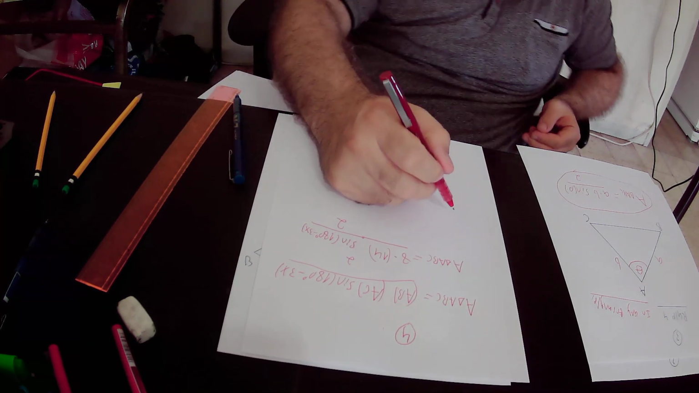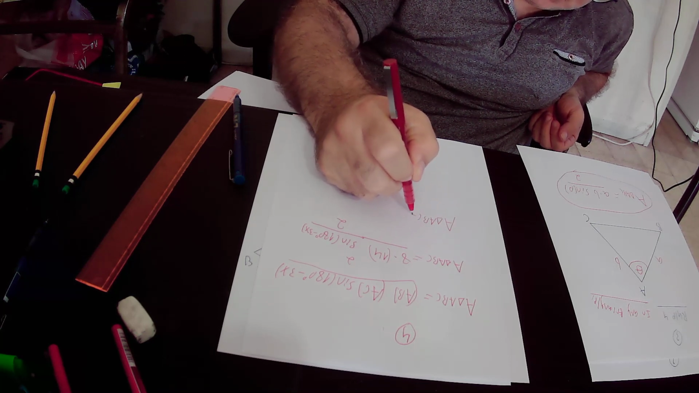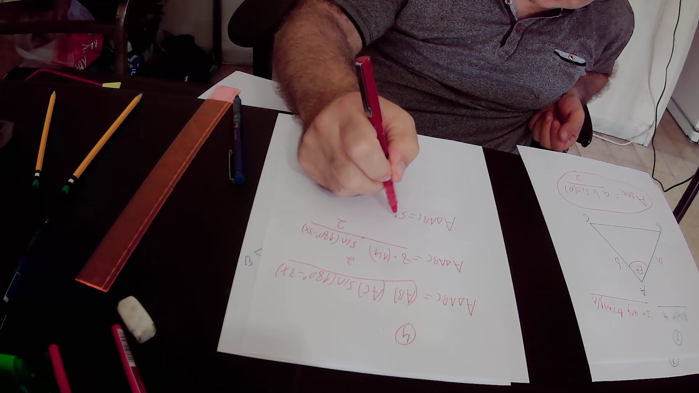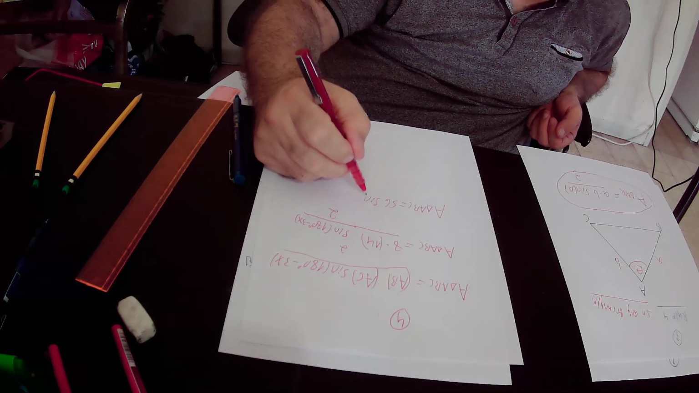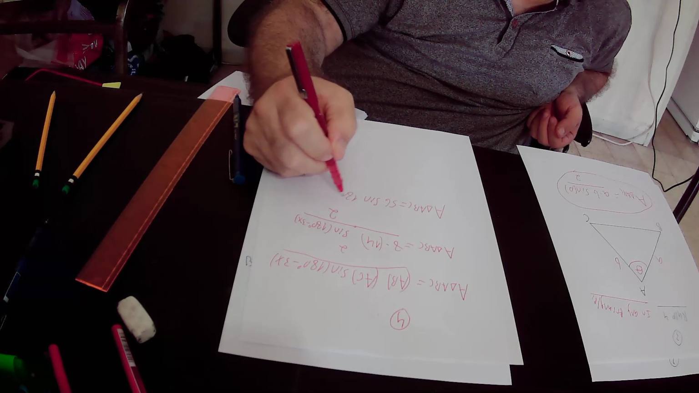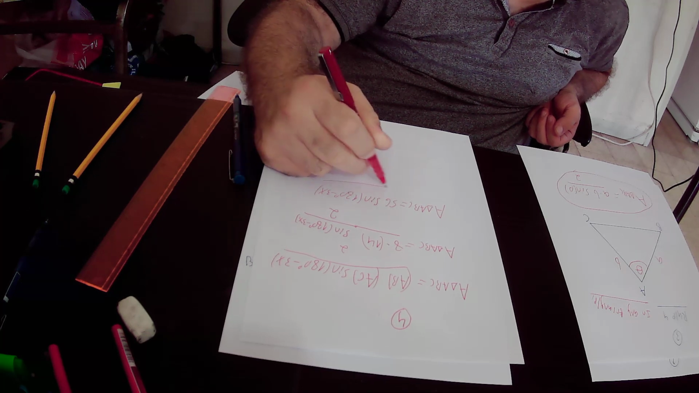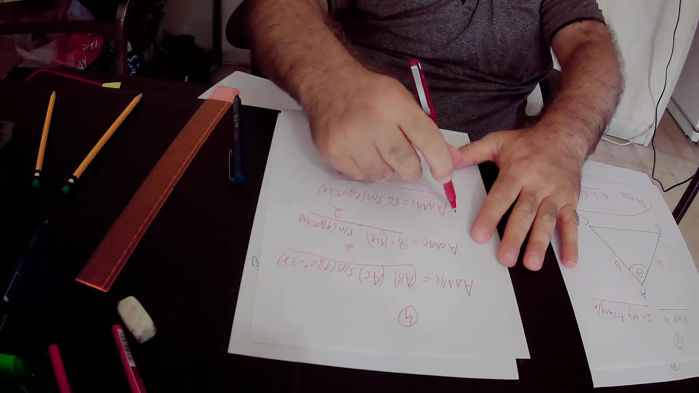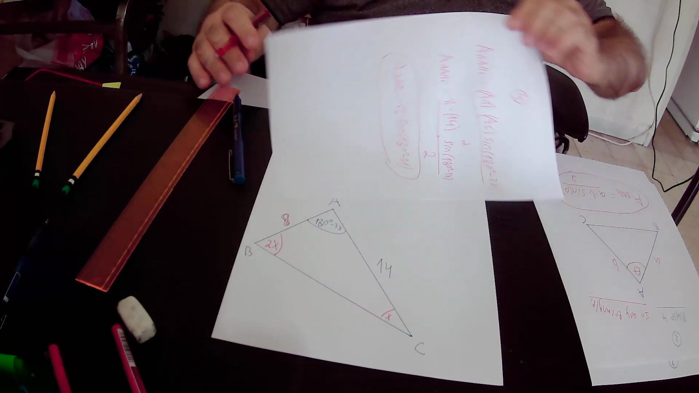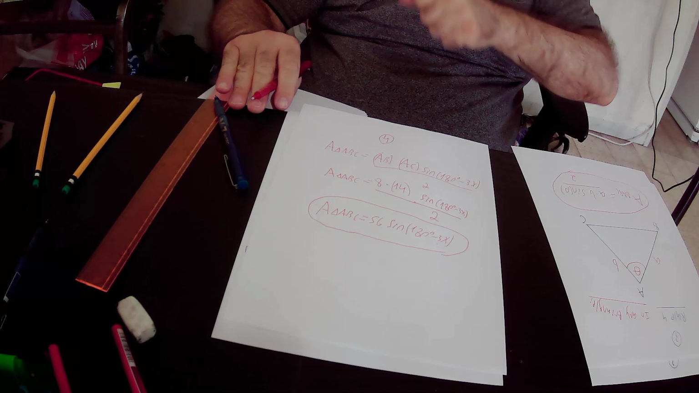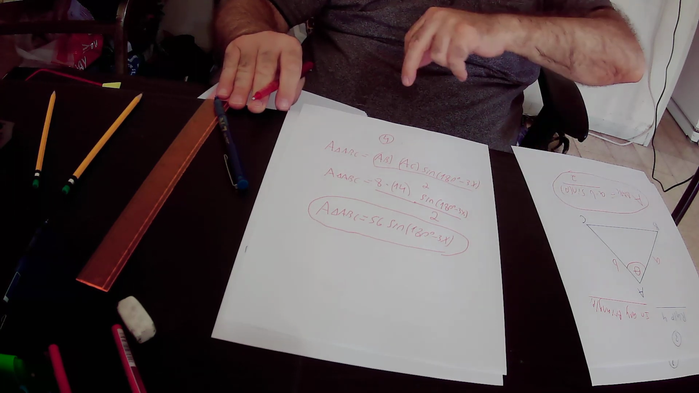The area of triangle ABC will be equal to 56 times sine of 180 degrees minus 3x. Okay, that is the area of triangle ABC, 56 times sine of 180 degrees minus 3x.